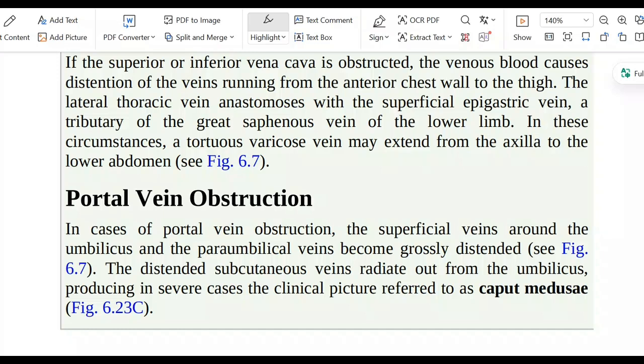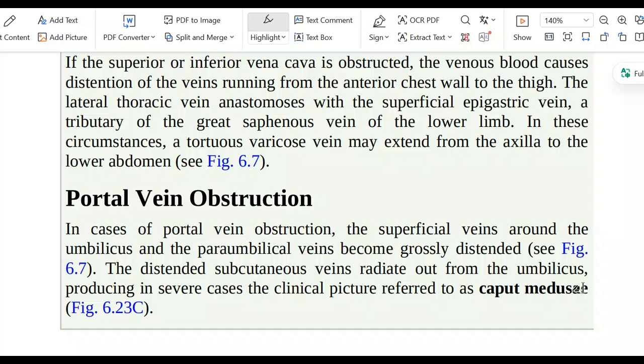Now one important site is around the umbilicus. We already studied the portal system. Around the umbilicus we have the paraumbilical veins, and these paraumbilical veins actually communicate with the systemic veins, that are the superficial epigastric veins. So this communication is called the portosystemic anastomosis. We already studied this when we were discussing the venous drainage of the anterolateral abdominal wall. I mentioned the word portosystemic anastomosis.